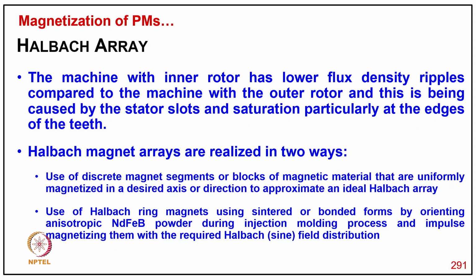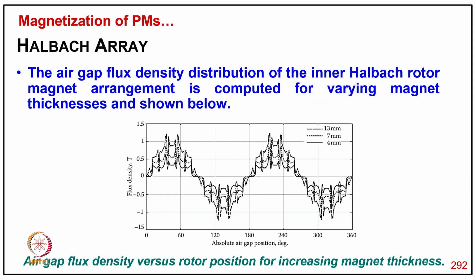So Halbach magnet arrays are realized in two ways: the use of discrete magnet segments or blocks of magnetic material that are uniformly magnetized in the desired axis or direction of appropriate Halbach, and the use of Halbach ring magnets using sintered or molded forms with orientation of NdFeB powder during the injection molding process and pulse magnetizing them with the required Halbach field distribution. The air gap flux density distribution of the inner Halbach rotor magnet arrangement is compared with varying thickness and shown here.